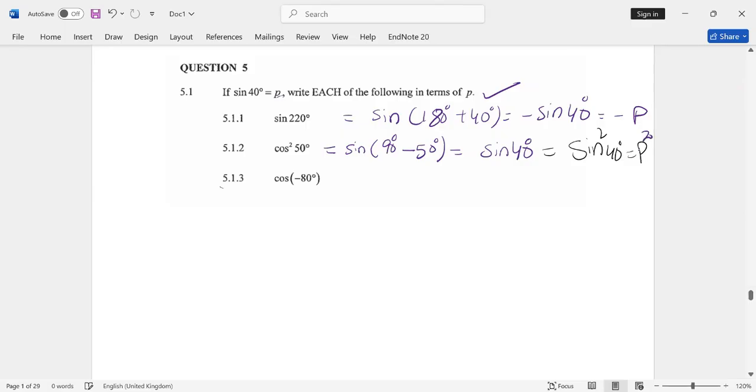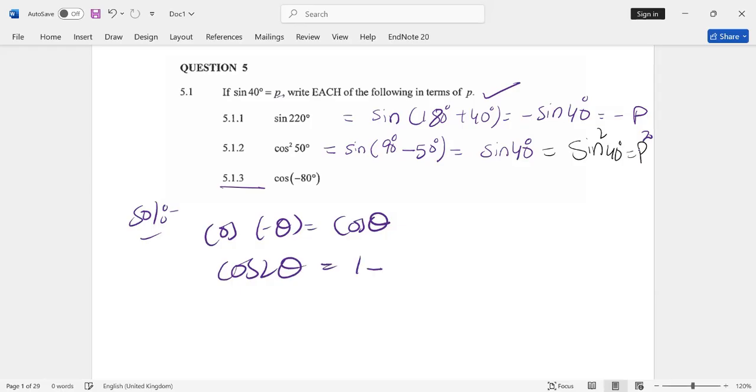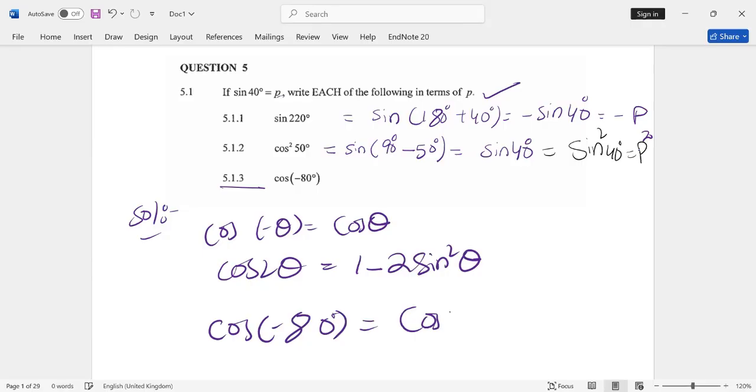All right, so next is 5.1.3. In this we use the negative angle identity, that is cos of minus theta equals cos theta. And the double angle identity is cos 2 theta equals 1 minus 2 sine square theta. So cos of minus 80 degrees is equal to cos 80 degrees.